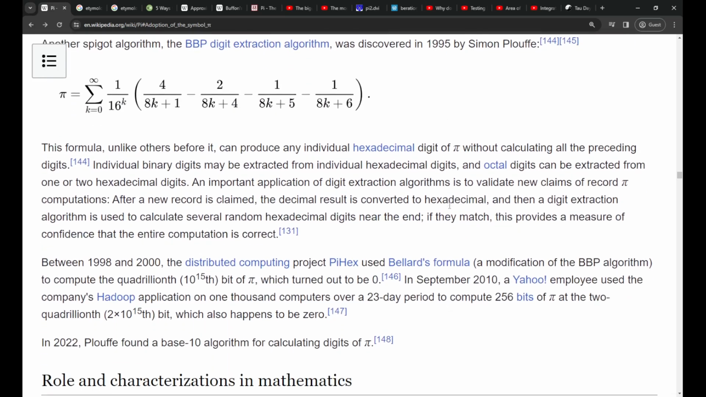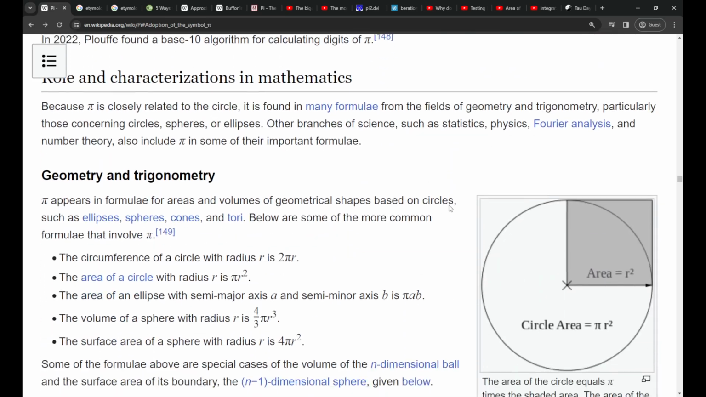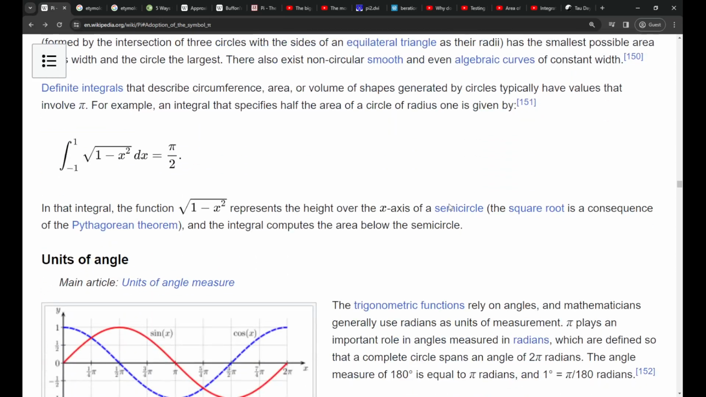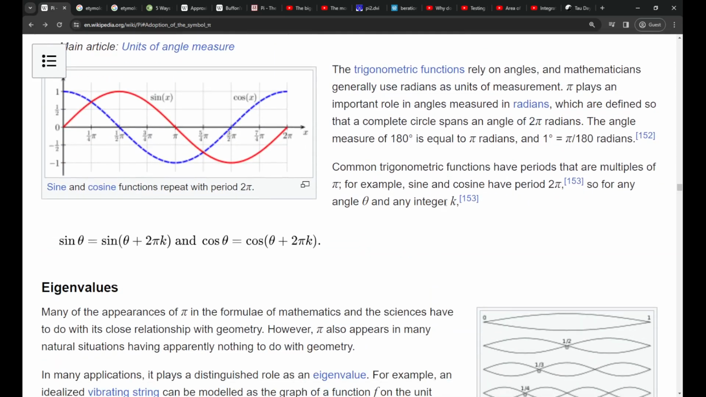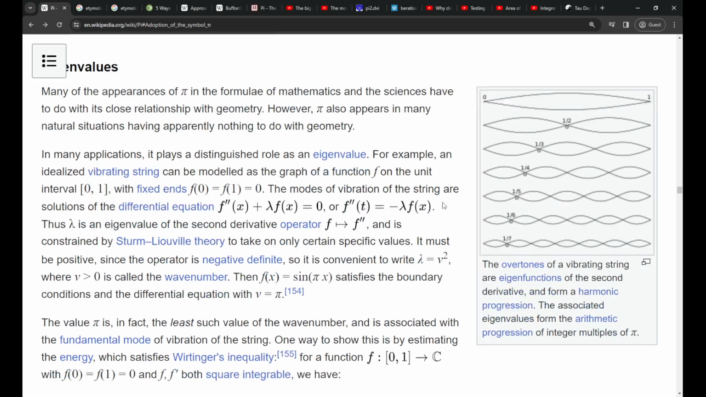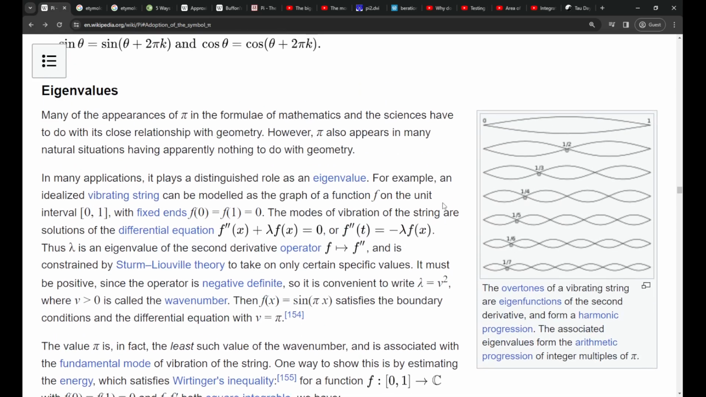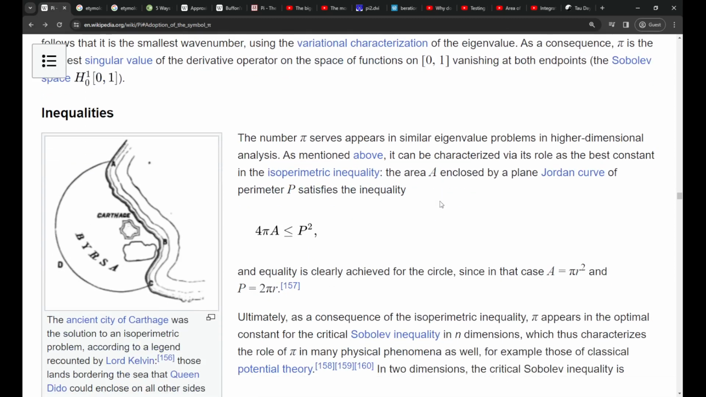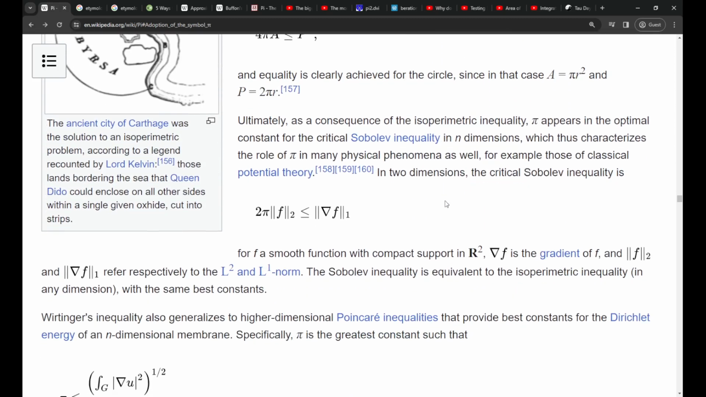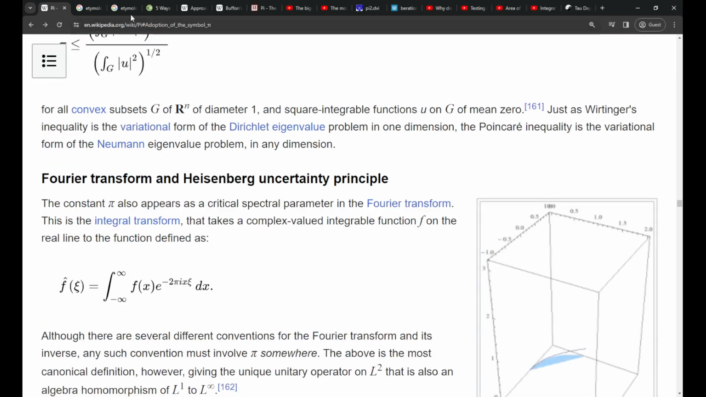Spigot algorithms, which I have not heard of before. Geometry, trigonometry, units of angle. There's our good friends sine and cosine. Eigenvalues. I remember I studied those, but unfortunately I don't remember what those are. And let's see, let's move a little bit on.